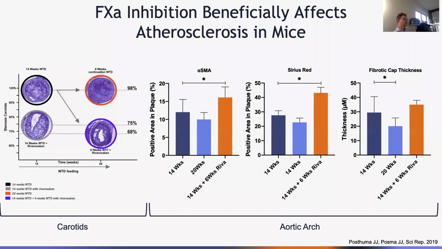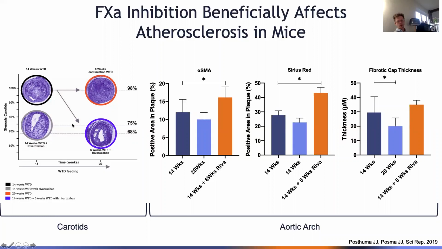So let's start with the left part, where you see on the y-axis the stenosis in the carotids. What you can appreciate from this graph is that in the control group, without any treatment, there's almost 100% stenosis in the carotids. I even wonder why we're still walking around, but almost 100% stenosis. However, when we treat these mice with rivaroxaban from scratch, we attenuated the plaque formation in the carotids to roughly 75%.